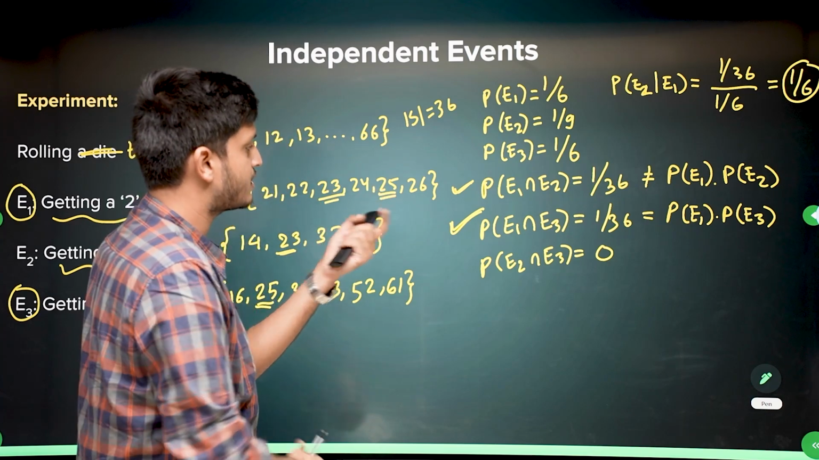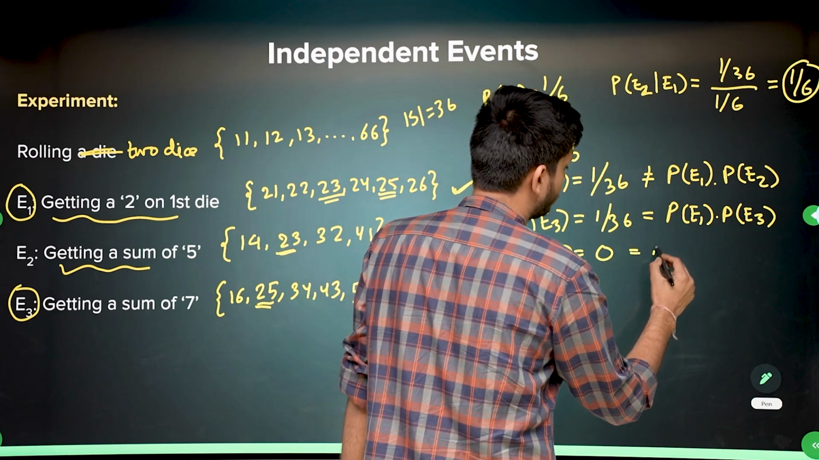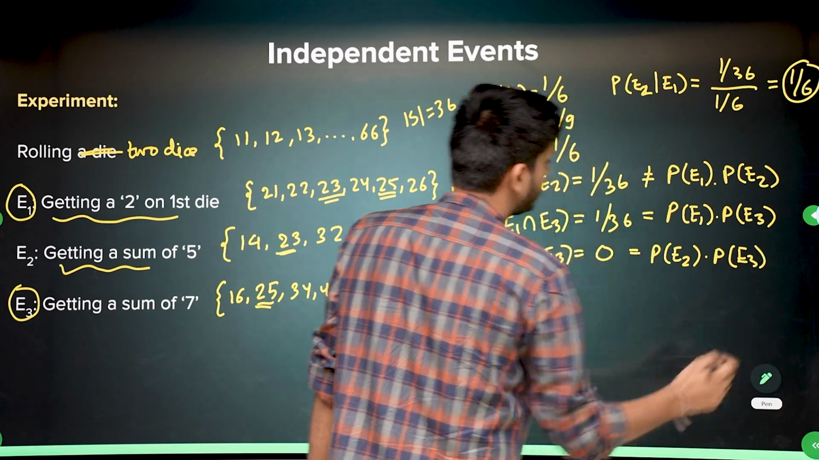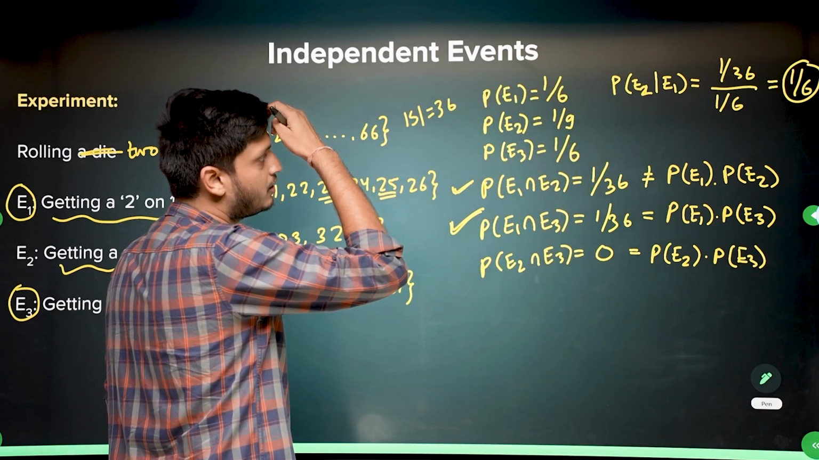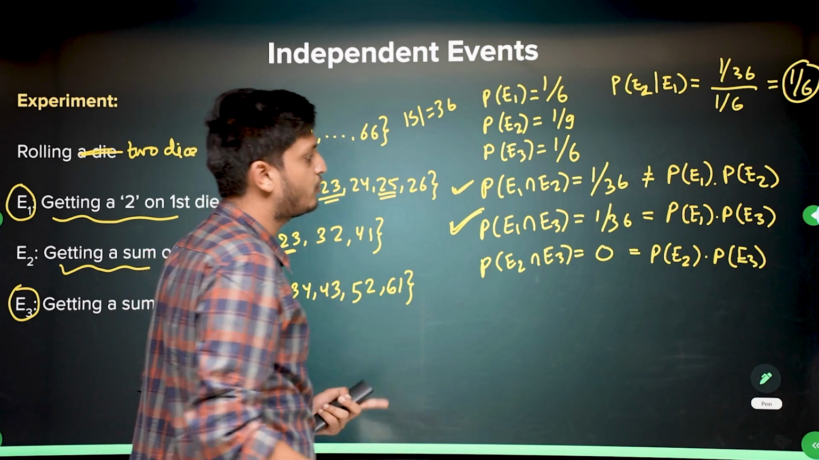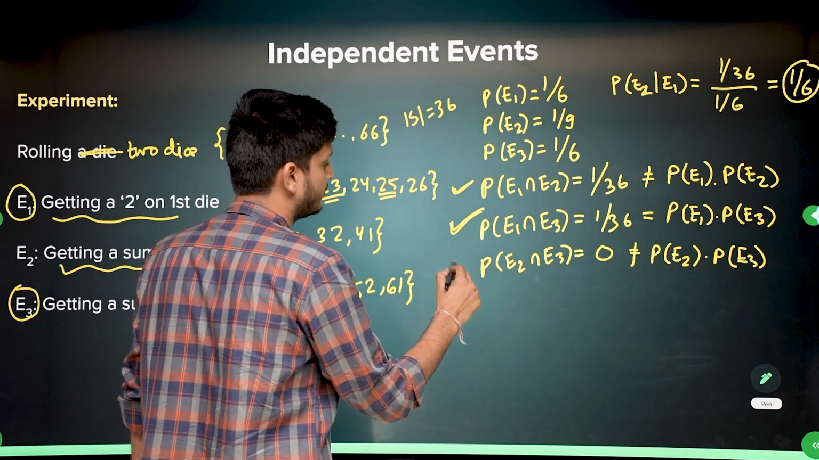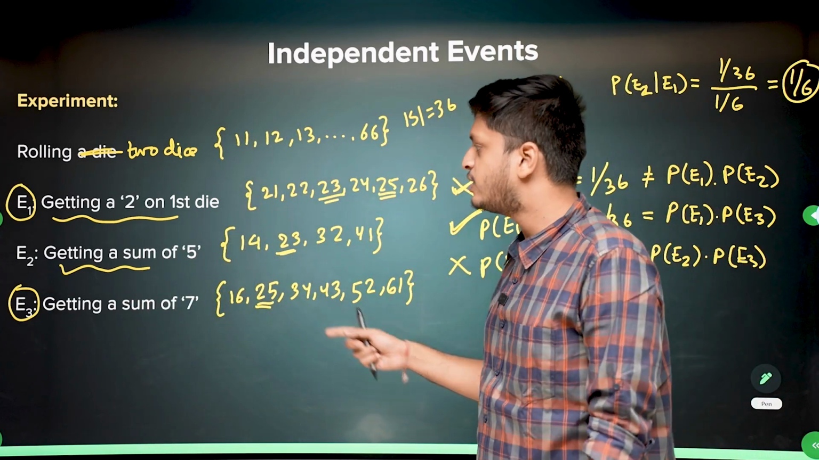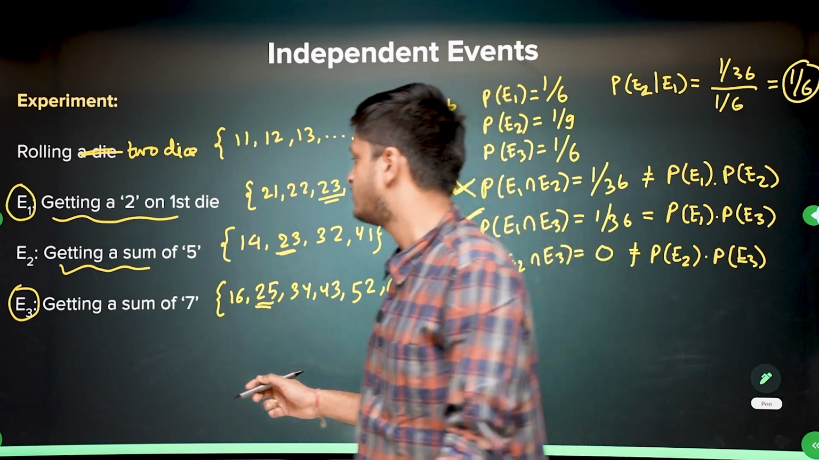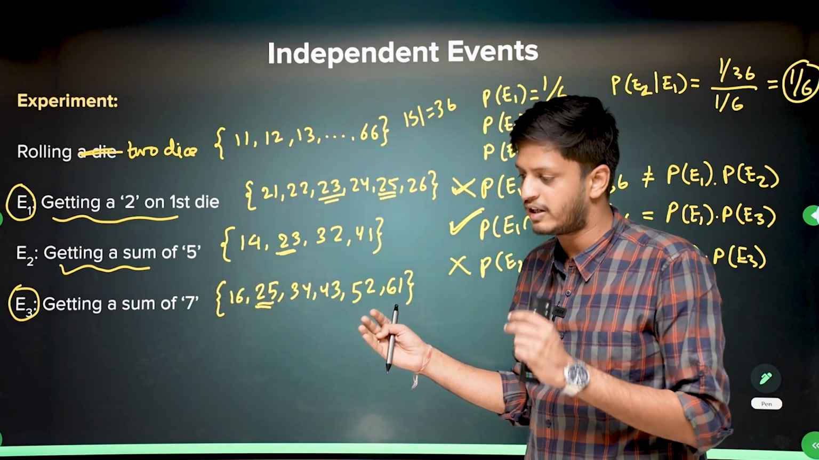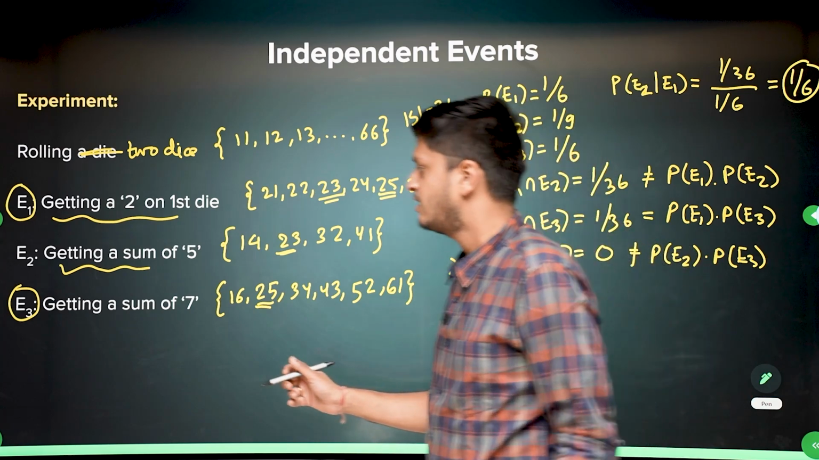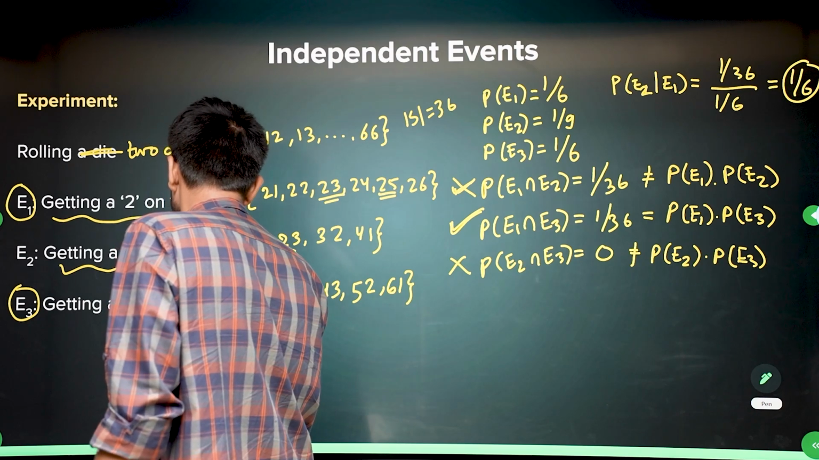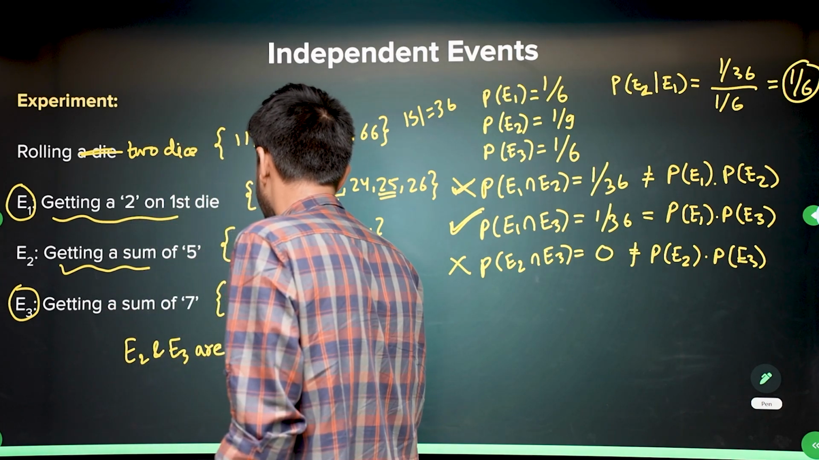Now what is the probability of E2 intersection E3? 0. Is it equal to the probability of E2 times the probability of E3? No. The probability of E2 times the probability of E3 is 1 by 54, which is not equal to 0. So they are not independent. E2 and E3 are not independent. Actually, E2 and E3 are mutually exclusive. They don't have anything in common. You cannot get a sum of 5 and a sum of 7. E2 and E3 are mutually exclusive.